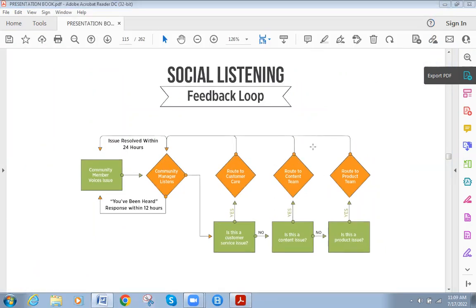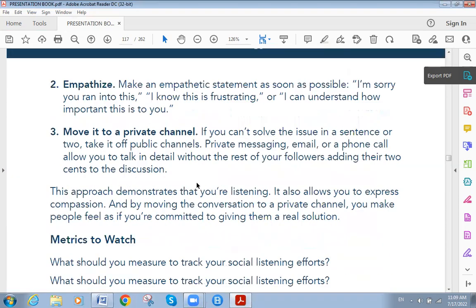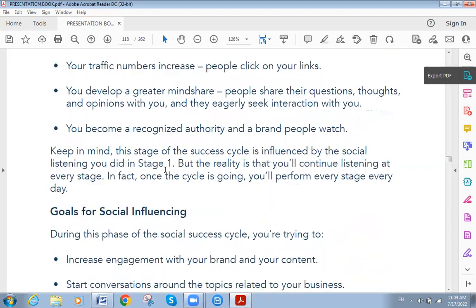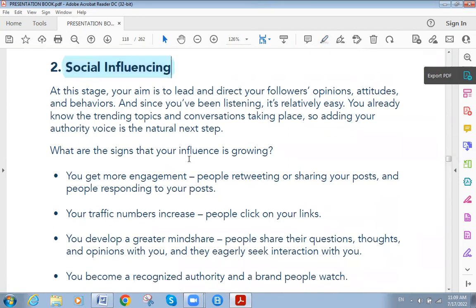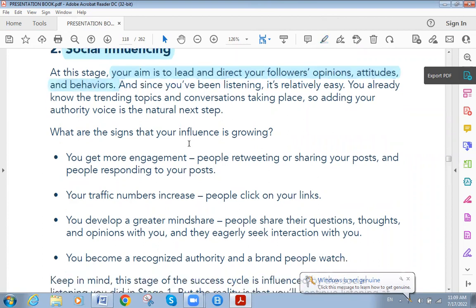Okay. So here we move forward. What about social influencing? What do you mean by social influencing? Your aim is to lead and direct your followers' opinions, attitudes, and behavior. You try to affect them.